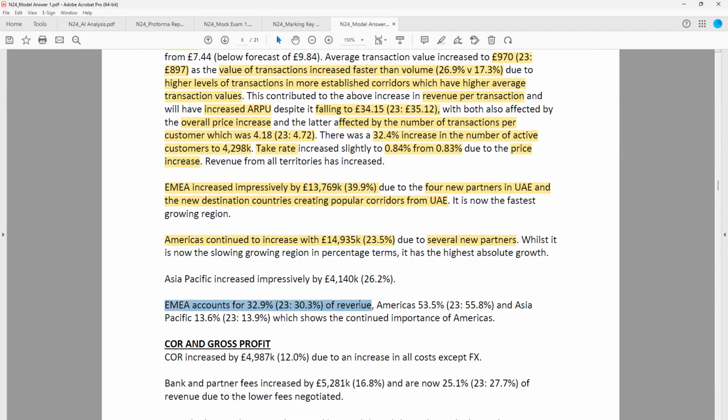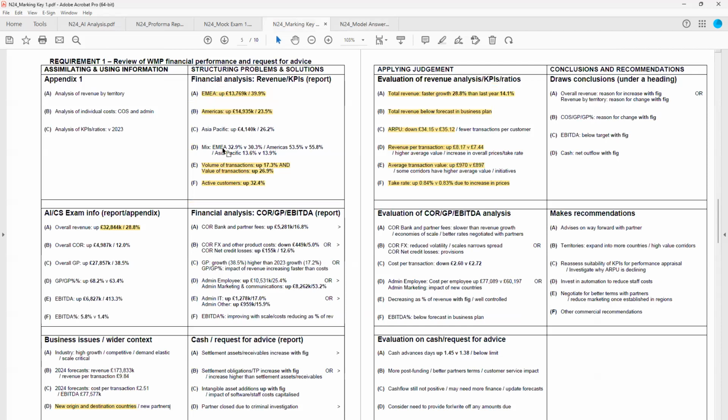And then mix, fairly easy here, the change in revenue, but then give some analysis of it. So, what does this show? Well, America is decreasing, but it's still the largest. So you could say it's continued importance of Americas or resurgence of EMEA. But you can see here it was just for the numbers. And obviously with Asia Pacific, we weren't told anything about it.